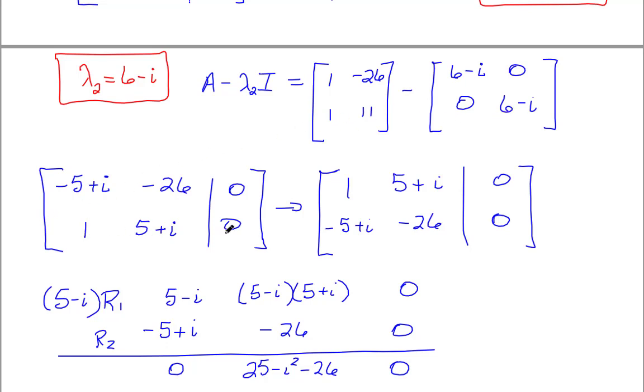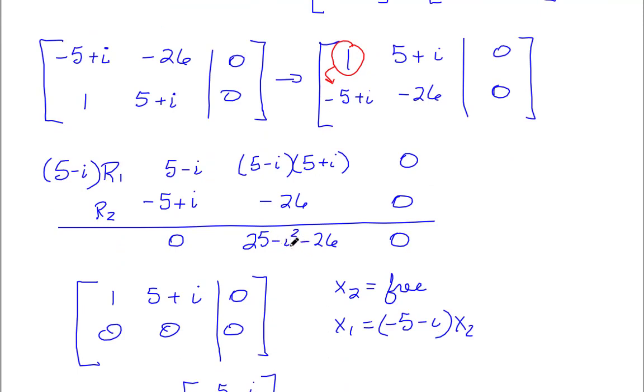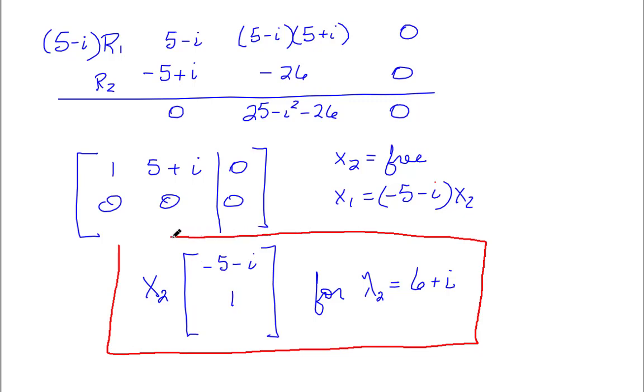Now if we repeat this process for 6 minus i, same process all the way through. I've got a 1, so I'm going to swap and put row 2 on the top. Now I'd like to use this 1 to get rid of the stuff underneath it. So I'm going to need a 5 minus i all the way across. Well, again, these cancel and I get a 0. 5 times 5 is 25 minus i squared, minus 26. But i squared is minus 1, so I really get 26 minus 26 is 0. So x2 is free and x1 is minus 5 minus i times x2. And so I get minus 5 minus i and a 1. And this is my basis for my second eigenvalue, which is 6 minus i.